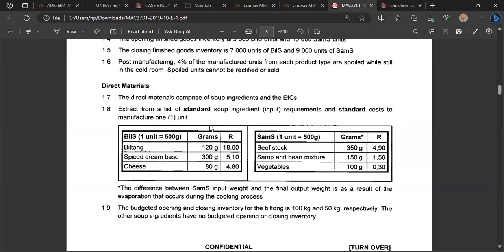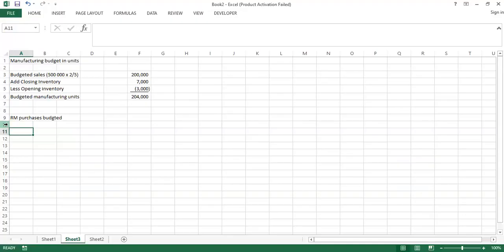We basically need the materials that we need to manufacture, which is going to be the required biltong. So how do we get the required biltong? Per unit, it requires 120 grams. So how many units do we need? The number of units that we will manufacture. So we are basically taking our solution from the top one there. So let's say units required. Where are these units required? They are required in the manufacturing processes because this is a raw material. So this raw material comes in where? Here to our budgeted manufacturing.